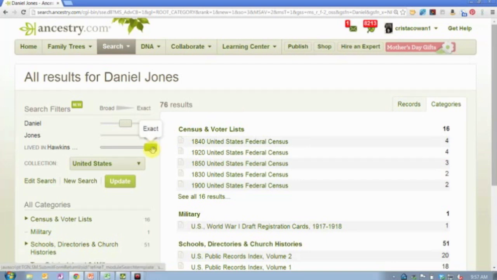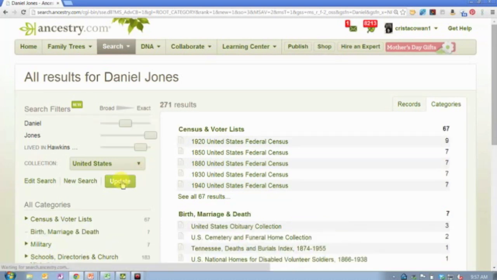And so I'm going to dial this filter back one to county. And let me just highlight it there, county and adjacent counties, so that it gets Hawkins County, but it also gets any other counties that touch Hawkins County. And I'm going to go ahead and click update on that, and now I'm up to 271 results. Okay, that is a super manageable list of results, even on a name as popular as Daniel Jones.